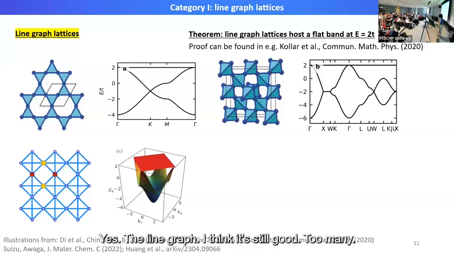What happens if you take a line graph of the line graph? The line graph of the line graph. I think you still get flat bands, it's just you get too many lines. But they're not going to be... I'm sorry, I didn't get the second part. Are they going to be...? It might be a case by case discussion.